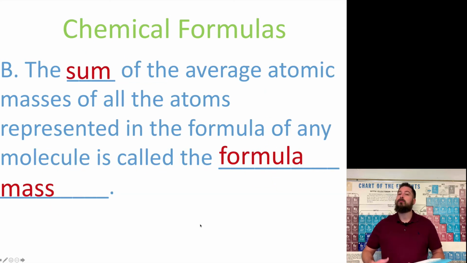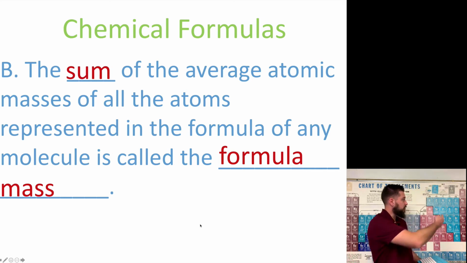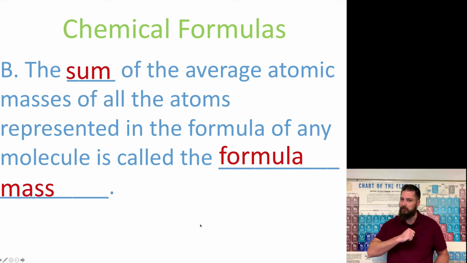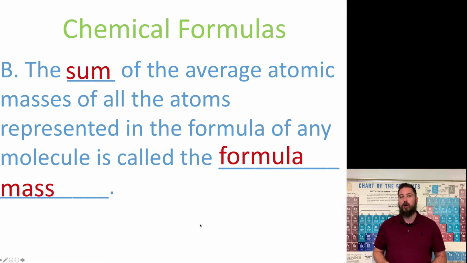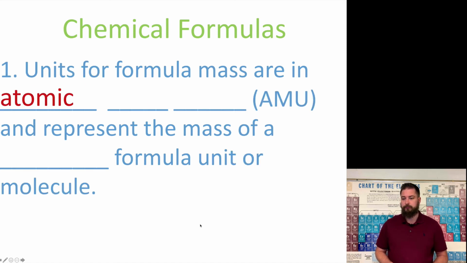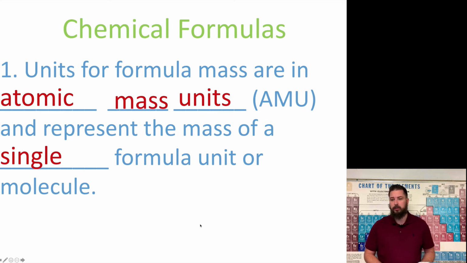Now, the sum of the average atomic mass for all of the atoms in the formula will give us the formula mass. For example, in H2O, hydrogen has a mass of 1.008, and oxygen has a mass of 15.999. If we add those together, we will get the mass of H2O, except we need to remember to multiply the hydrogen by 2 because there are 2 hydrogens. So we take the hydrogen, multiply it by 2, and then add the oxygen, and that gives us the mass of the entire water molecule, and that's called the formula mass. This is for an individual molecule or formula unit. The units for formula mass are atomic mass units, just like these. So again, when we add up all those numbers, it gives us the mass of that molecule.